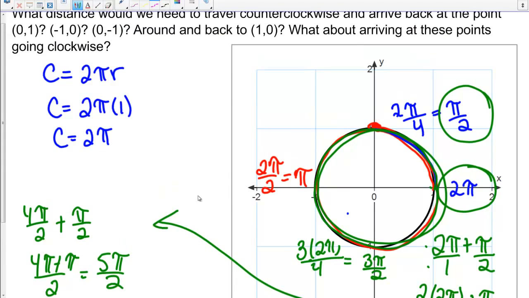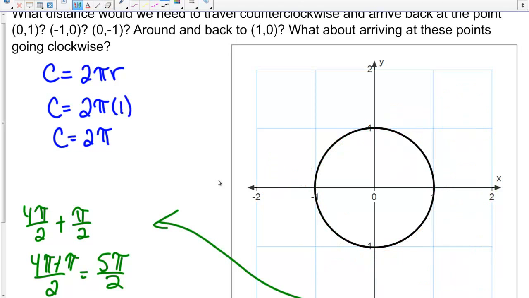Okay. So now let's see, what if we want to arrive at these points going clockwise? Remember that going clockwise is negative. So we're going around this way. How far have we gone? Well, that's still 1/4 of my circle, so 1/4 of 2 pi, which is pi over 2. So this is going to be negative pi over 2 distance. To get to the point (-1, 0), we're going to go around half of our circle. Because we're going clockwise, it's a negative distance. So we've gone negative pi.